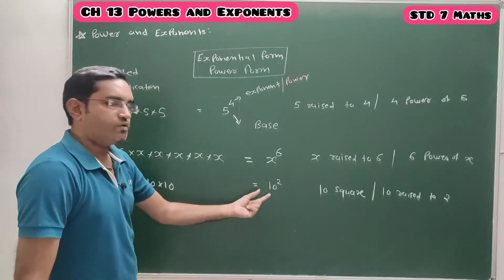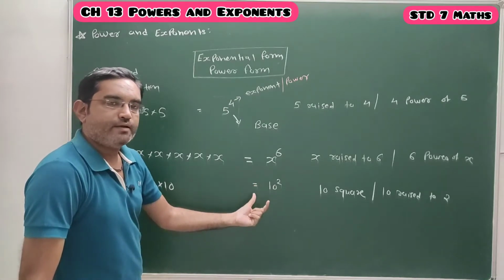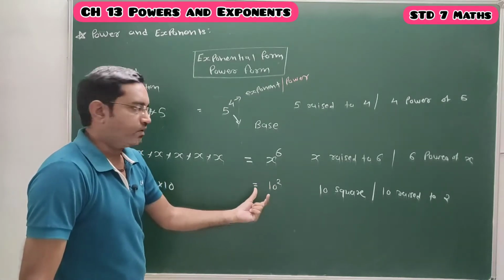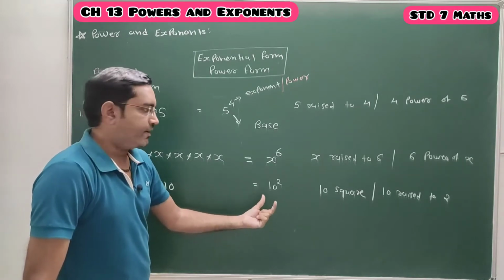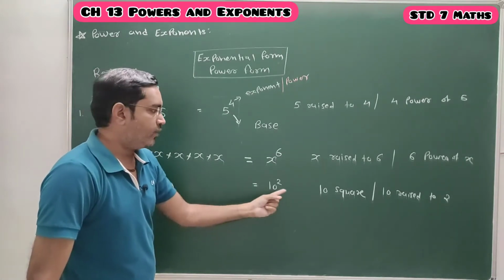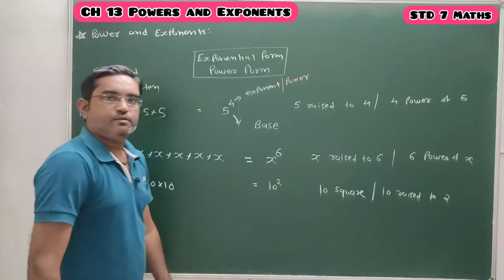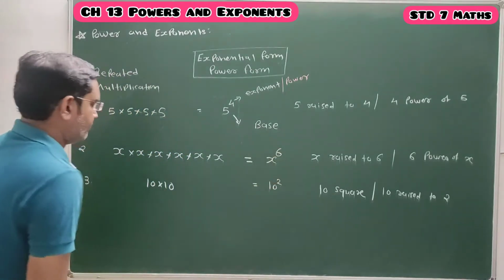Suppose x raised to 2 is there, so we will read it as x square. Suppose 5 raised to 2 is there, then we will read it as 5 square. So power 2 can be read as square. Done. You can also say it as raised to 2.